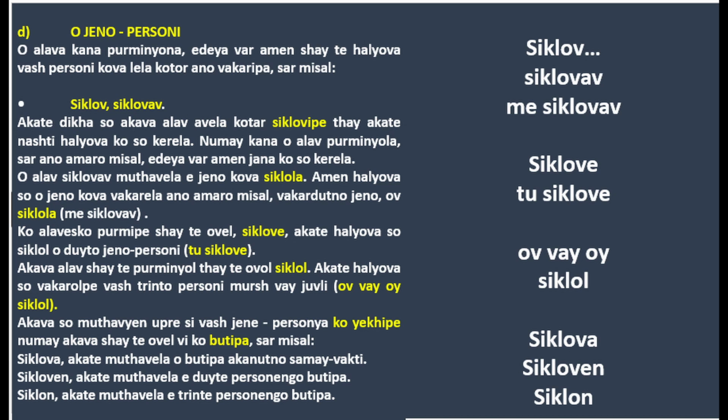For example, Siklova, we study. This indicates the plural in present simple tense. Siklovan, you study. This indicates the second person in plural. Siklon, they study. This indicates the third person in plural.